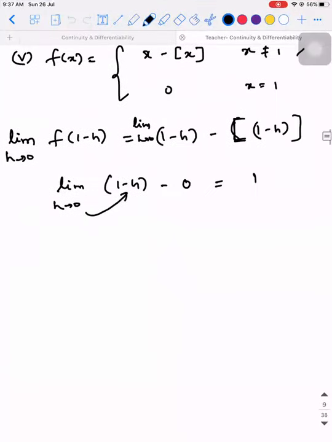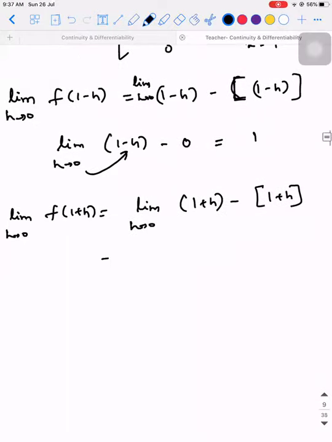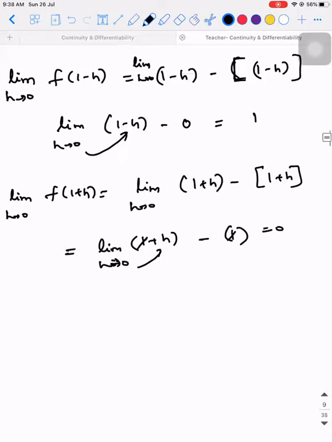So similarly, limit h tends to 0. f of 1 plus h is how much? In the place of x, substitute 1 plus h: 1 plus h minus the greatest integer of 1 plus h. The greatest integer of 1 is 1, so 1 and 1 will get cancelled. Now h is equal to 0, substitute it, it will become 0. So left limit is 1, right limit is 0.